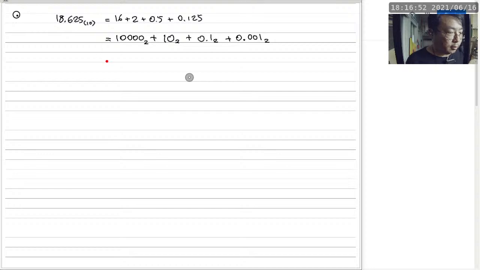So when we add up all of these things, we have 10010.101 in base 2. I believe this is something that we talked about sometime last week when we talked about base conversion. If this sounds familiar but you are getting a little rusty, you might want to review that material.